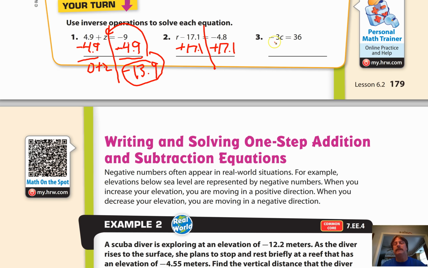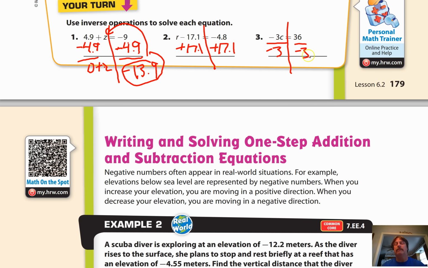Over here, this is negative 3 times c. The opposite of multiplication is division, so I'm going to divide by negative 3. What I do on the one side, I'm going to do on the other. So this becomes a positive divided by negative, so my answer is going to be negative.